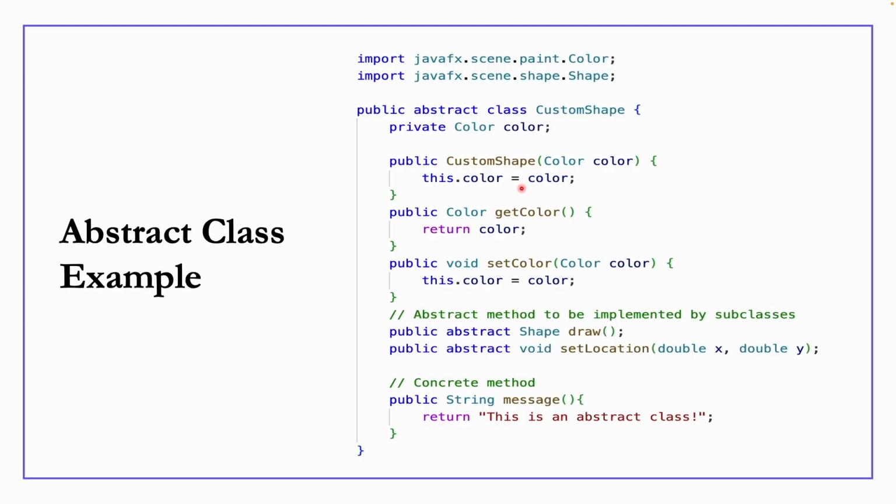Here is an example of an abstract class. Take a look at the header over here. The only thing that we need to do for an abstract class is add the term abstract right before class. And this is an abstract class because it has abstract methods. So take a look at the portion over here where we have abstract methods. Those abstract methods also have the keyword abstract before the return type.